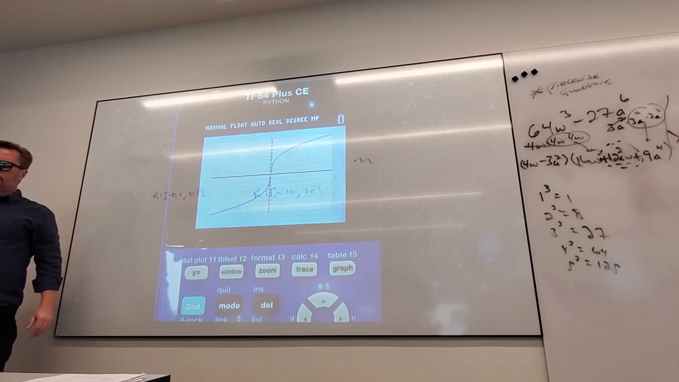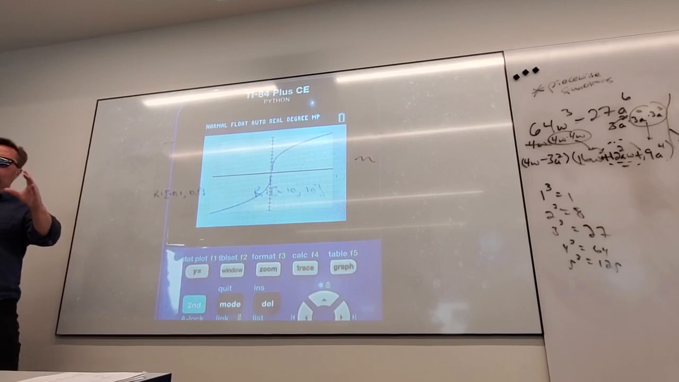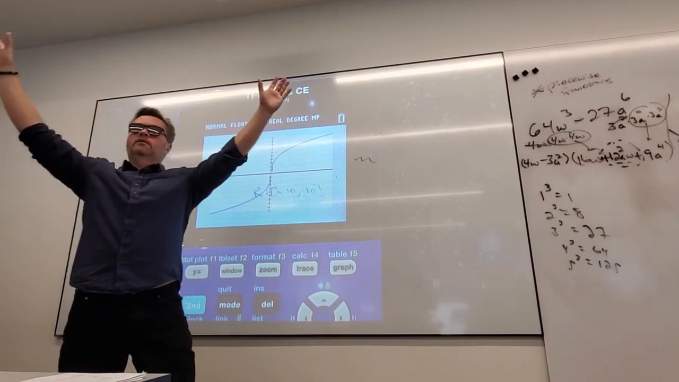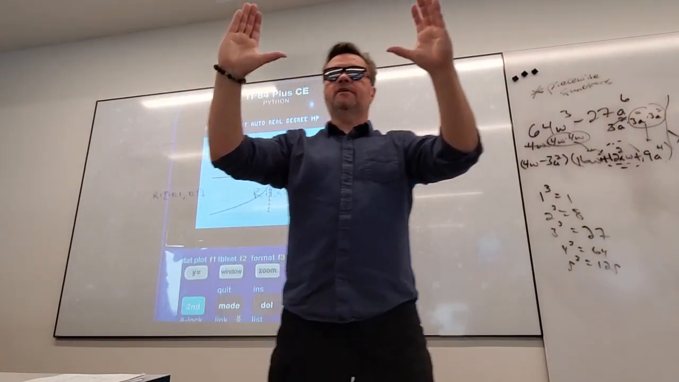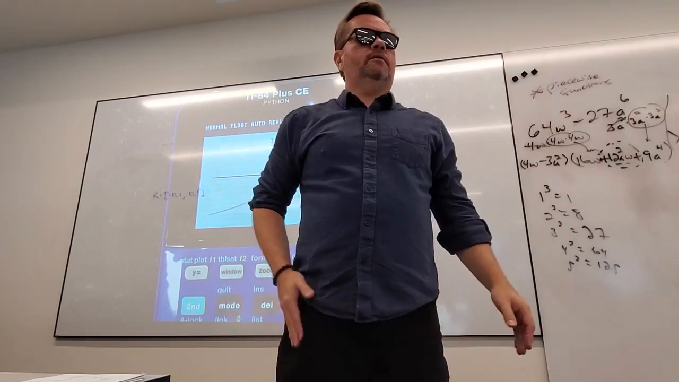Is that all right for that problem? Is that better? So the window, when you graph a function, it could be anywhere. So our window might not even see any of it. I might have to move it around to find it.